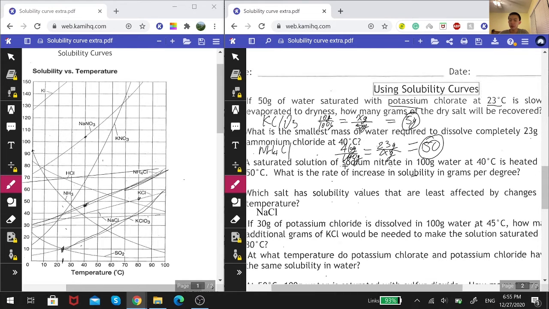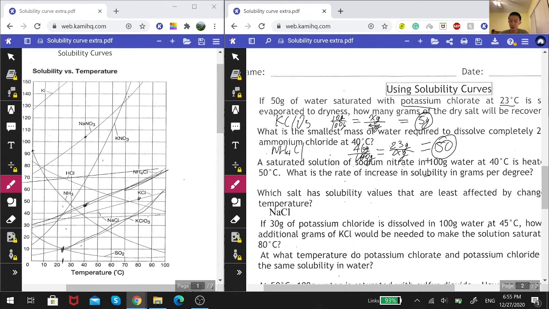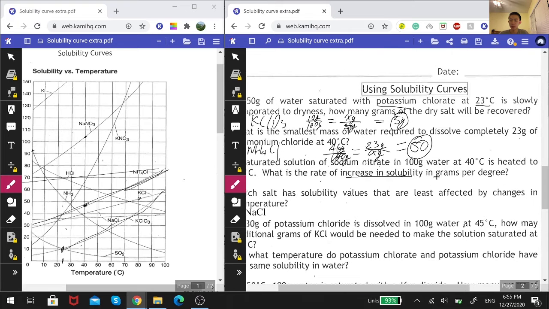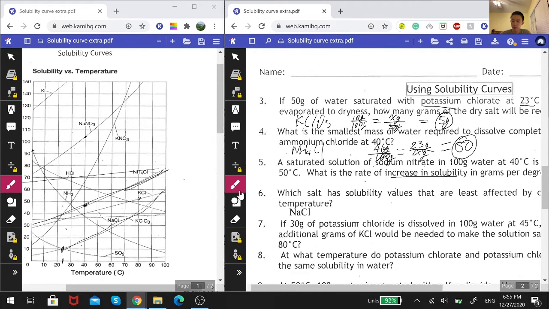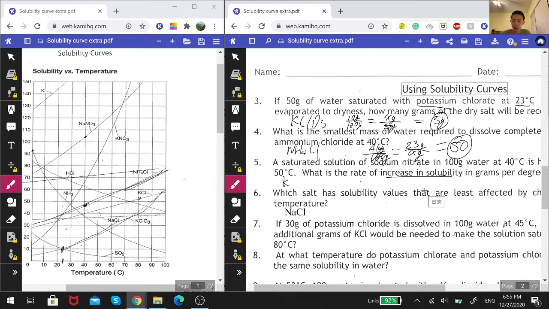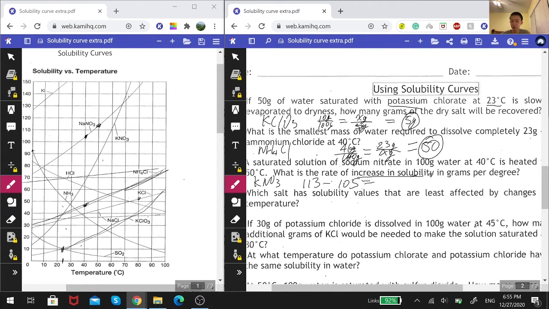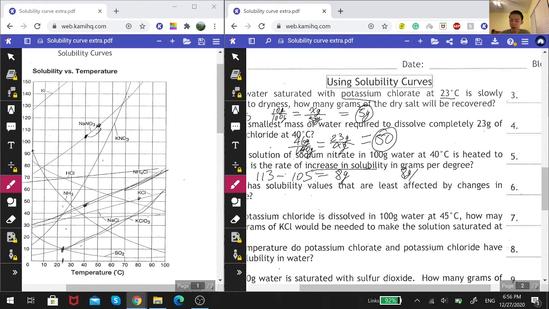Number 3, a saturated solution of sodium nitrate in 100 grams of water at 40 degrees is heated to 50 degrees. What is the increase in solubility in grams per degree? So if we went from 40 degrees to 50 degrees of sodium nitrate, NaNO3, which is over here, we're at 40 degrees, increased to 50 degrees. So it's about 113 minus 105. So it increased by 8 from this to this. But we also need to find it in grams per degree. So we're going to have to divide our 8 grams by our total change in temperature, which is 10 degrees Celsius, which gives us an answer of 0.8 grams per degree Celsius.